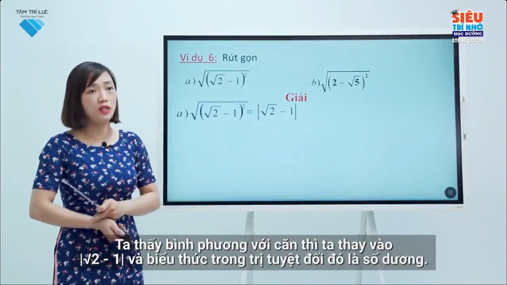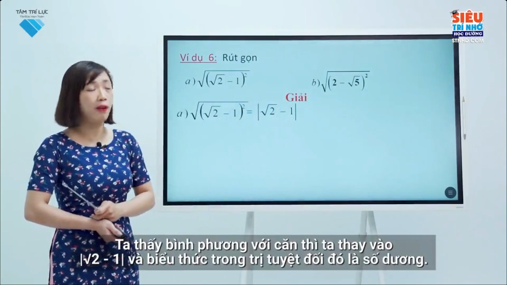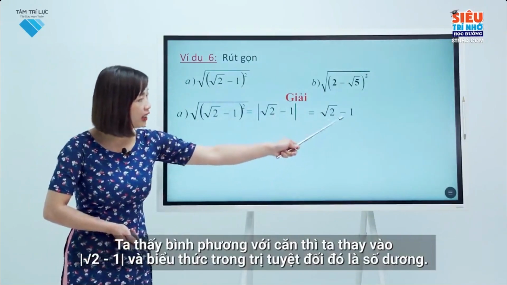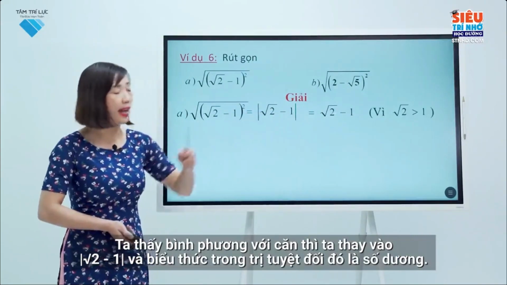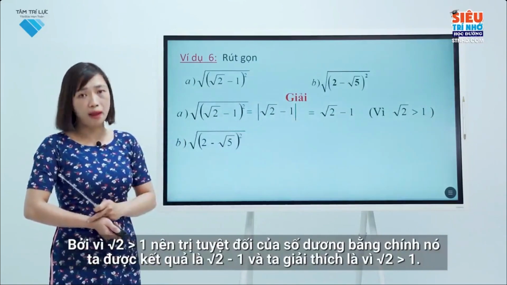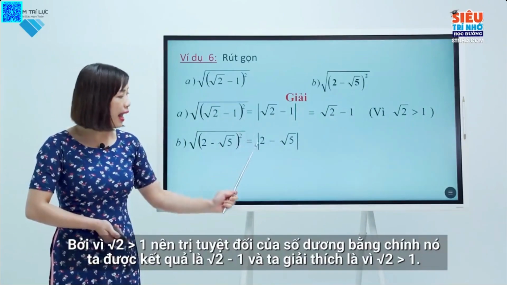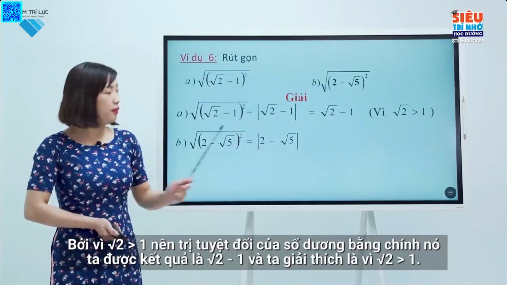We see the square with the radical sign, so we change it into the absolute value of the expression square root of 2 minus 1. The expression in the absolute value sign is positive, because the square root of 2 is greater than 1, so the absolute value of a positive number is itself. We get the result: the square root of 2 minus 1, and we explain the square root of 2 is greater than 1.